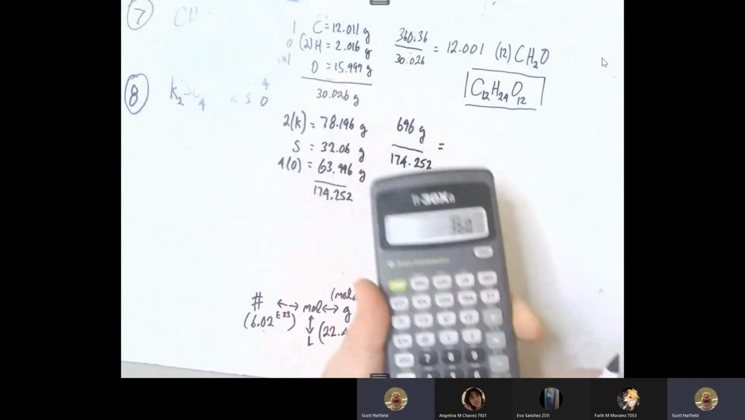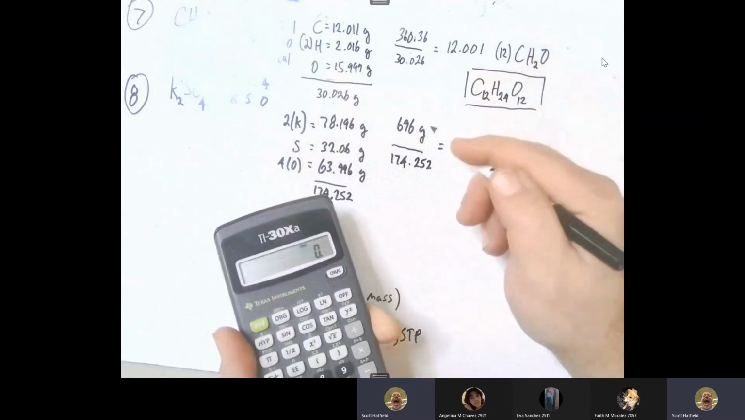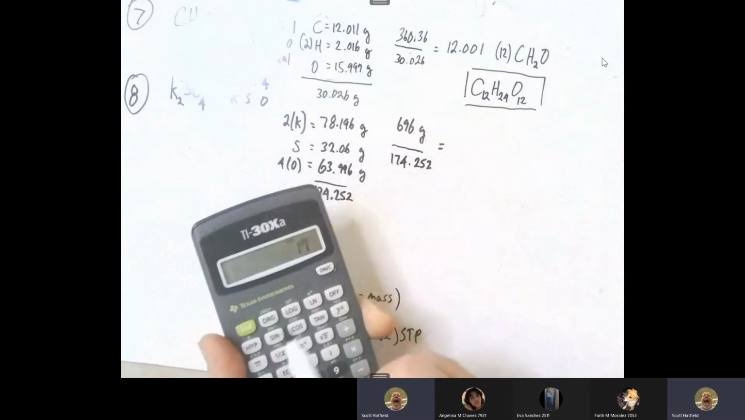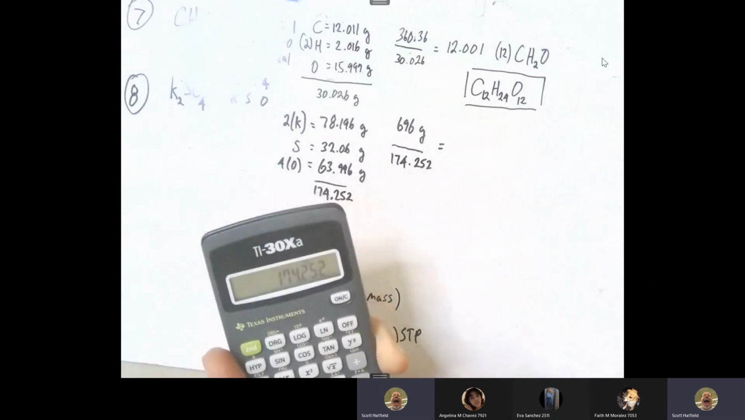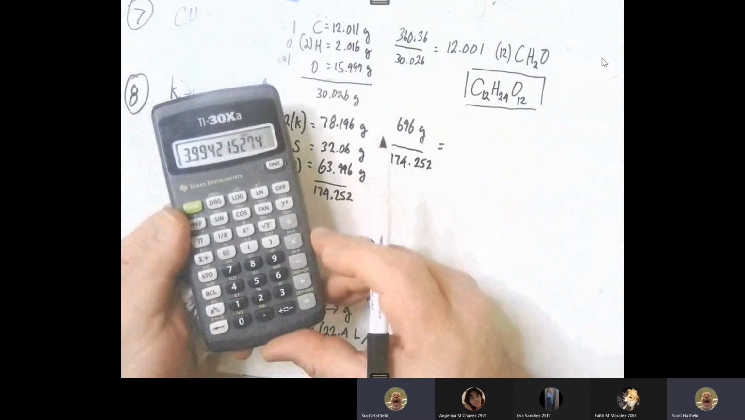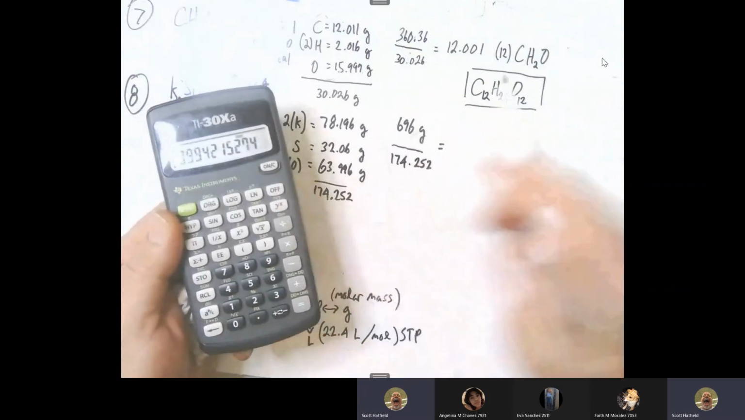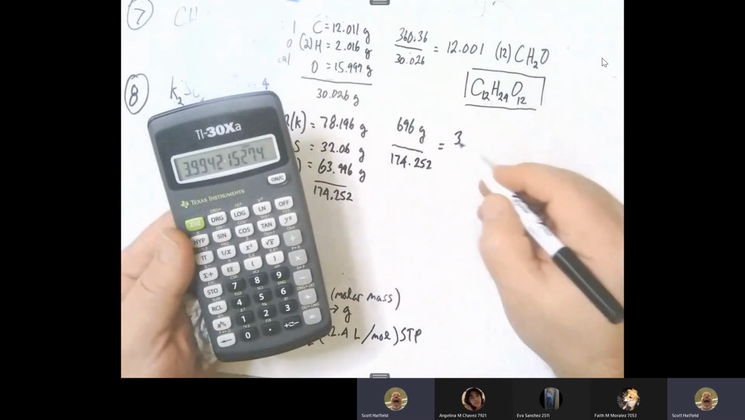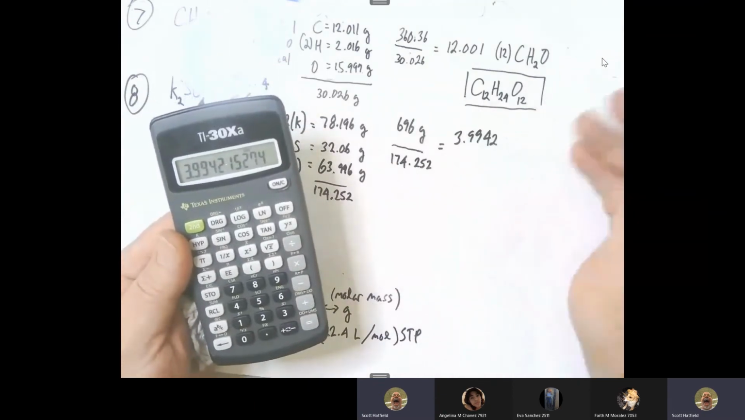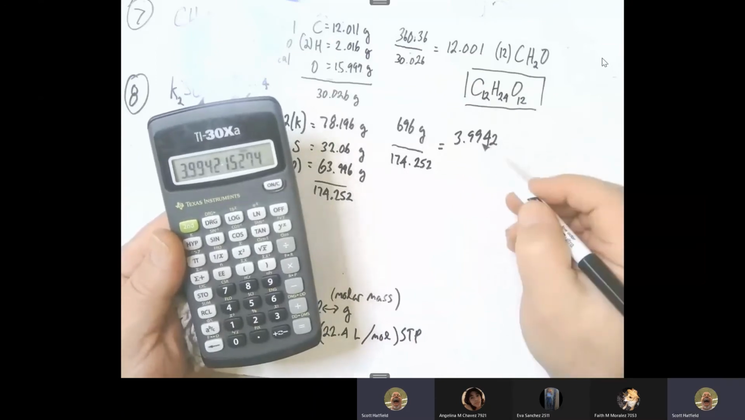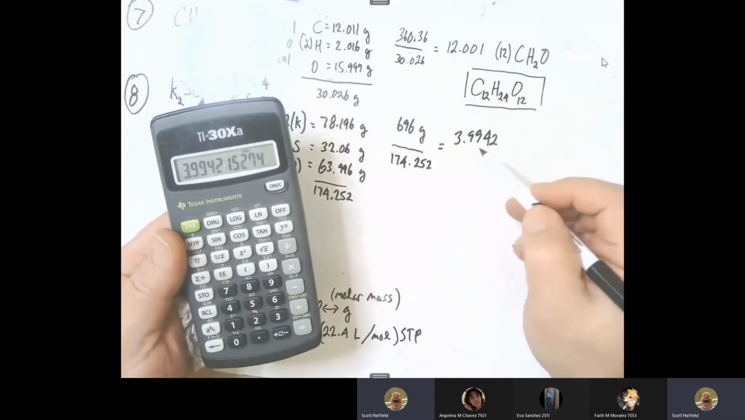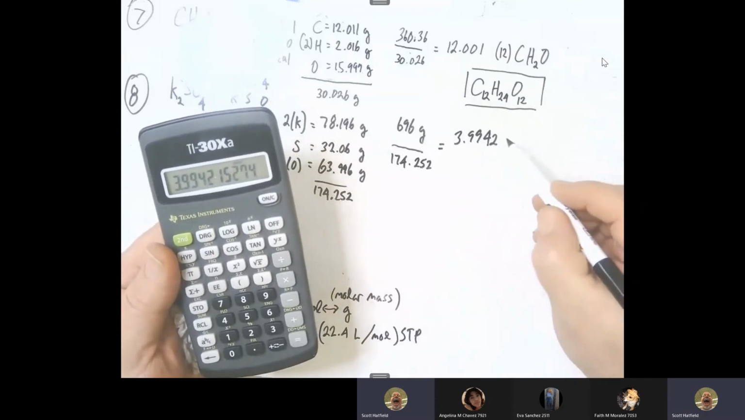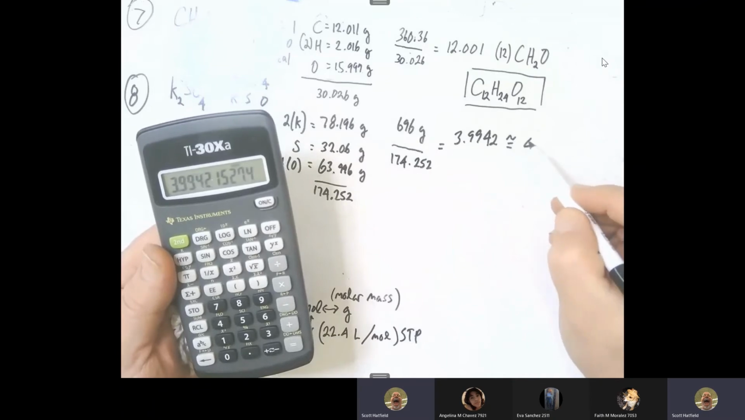I'm sorry, that's the wrong number. 696 divided by 174.252. Now, when I do that, I am not getting a nice round number. The other example, I got 12.001. It was very obvious. Well, this one I get 3.9942, and so on. It's actually a little bit more than 3.99, but it's not 3.9. So you have to think here, but you should realize that this is approximately equal to 4.